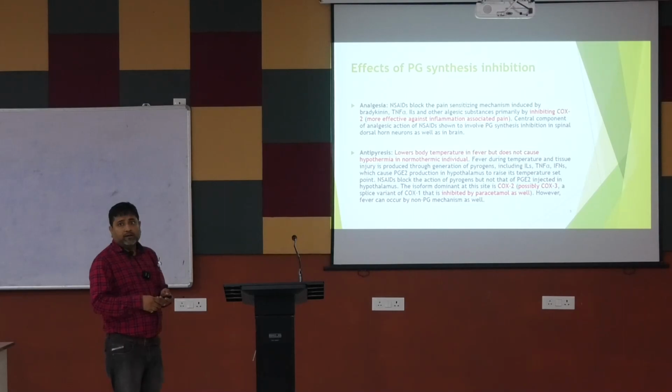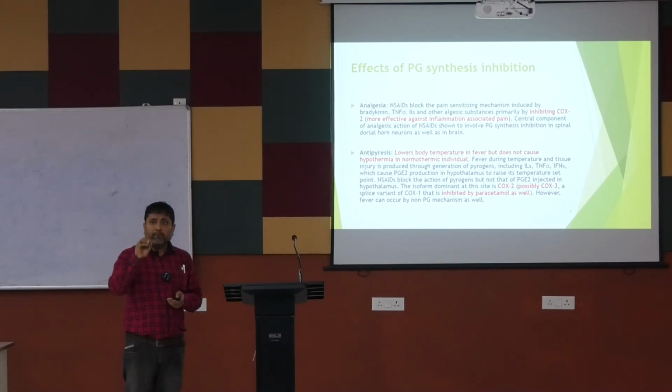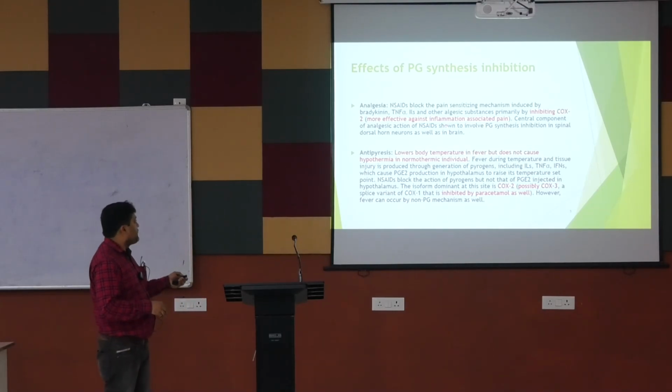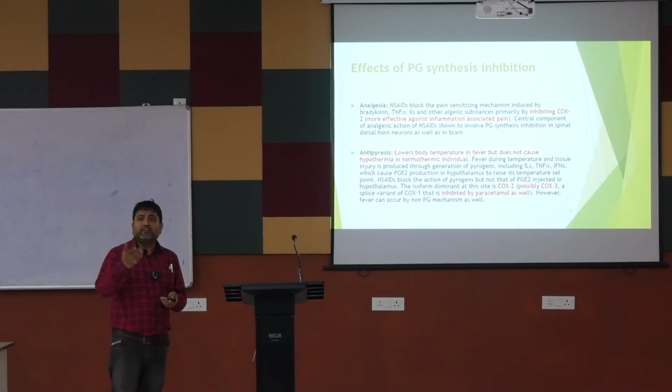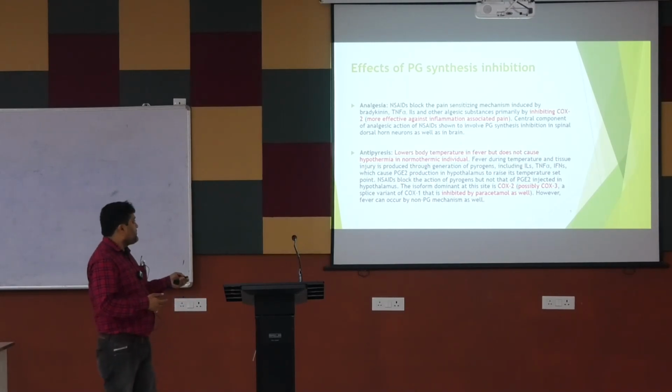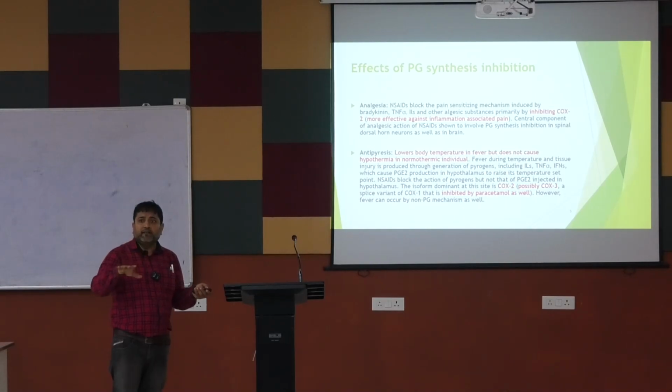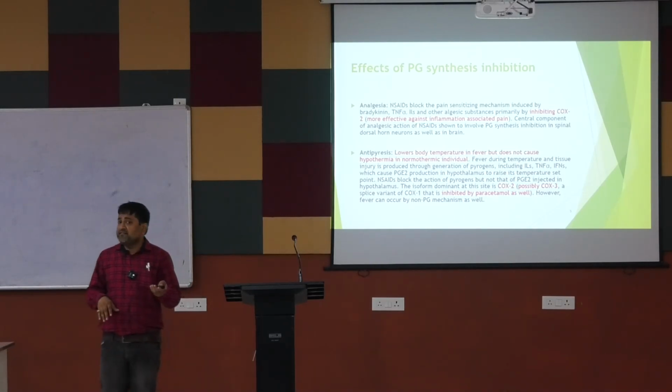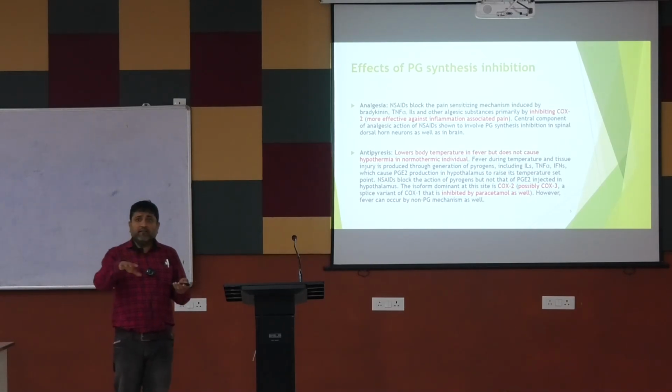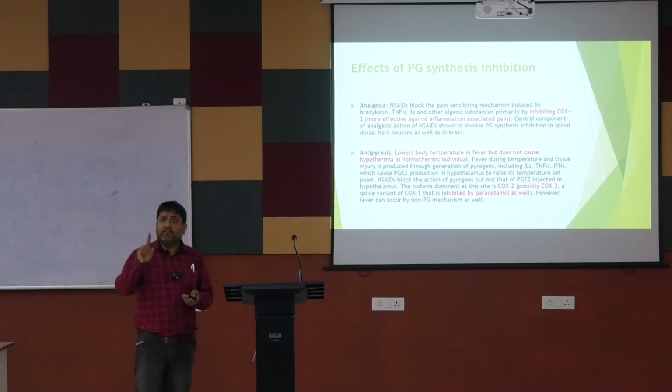Antipyretic. Basically in the hypothalamus, due to the production of the prostaglandin E2, the temperature threshold is raised. Now what happens? These NSAIDs block the action of pyrogens and inhibit the synthesis of prostaglandin there in the hypothalamus, and thus they are decreasing the threshold of the temperature and causing decrease in the temperature, but it does not decrease the temperature in the normothermic individual.